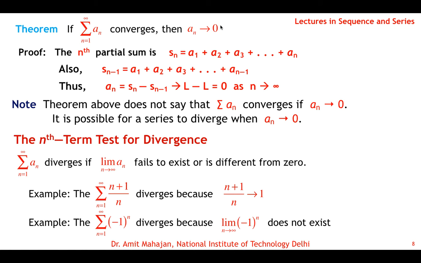Okay, but if it goes to 0, that does not mean it will converge. So you have to again use the partial sum or some other technique to find out whether it is convergent or not.